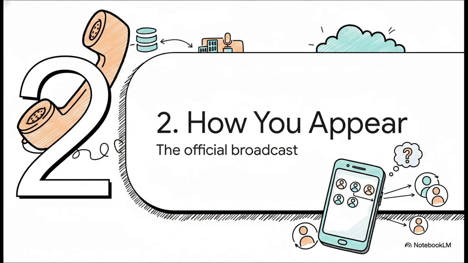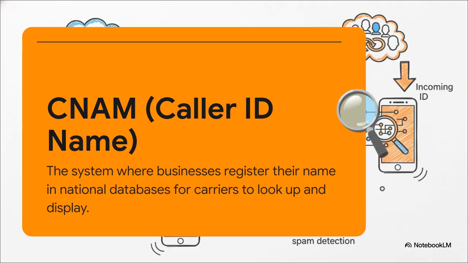So, how do businesses, the ones that actually want you to pick up, make sure their name shows up right? This is where we get into that official, more structured side of caller ID. The key term to know here is CNAM, which stands for Caller ID Name. This is basically the backbone of that whole official system. A legit business submits the name they want to use to these big national databases. So when they call you, your phone carrier does a quick dip into those databases, finds the name tied to that number, and flashes it on your screen.